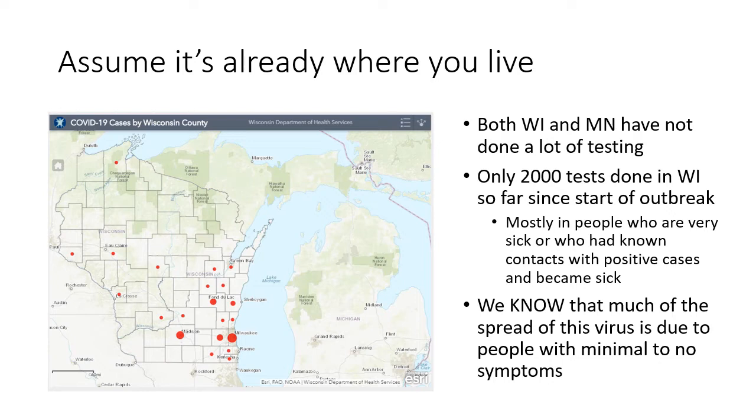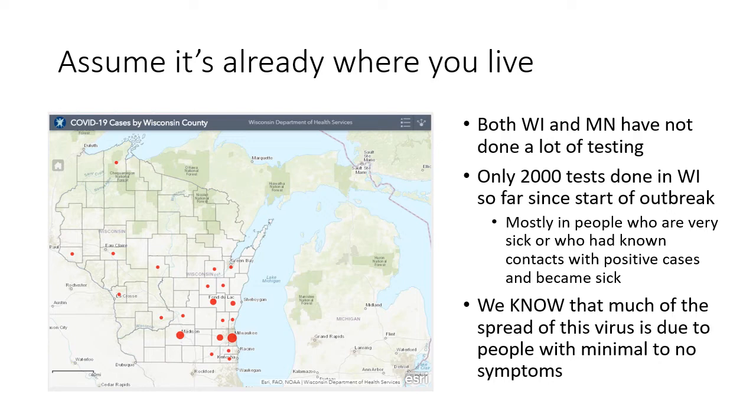So late yesterday, it was announced that we had the first case in Dunn County and the first confirmed case in Chippewa County as well. But you have to understand, as of yesterday, Wisconsin had only done slightly more than 2,000 tests. For a state with millions of people, that's a really small sample size. And mostly the only people who've been getting tested are people who were really sick or we knew for sure that they had been in contact with an infected person.